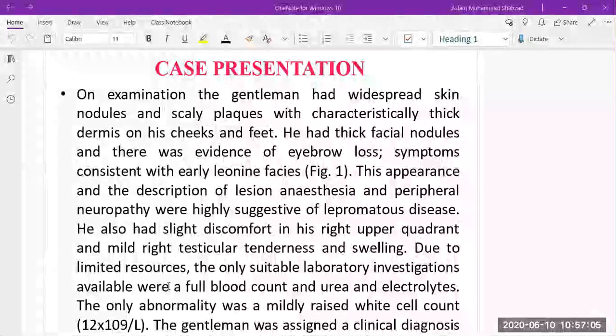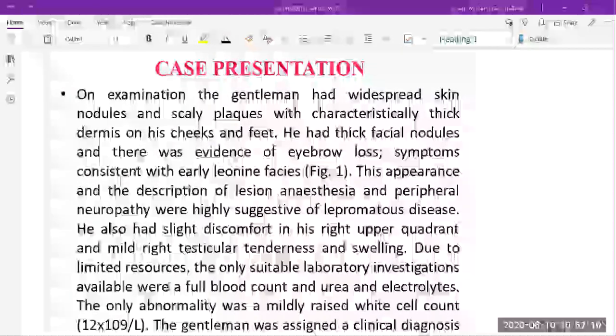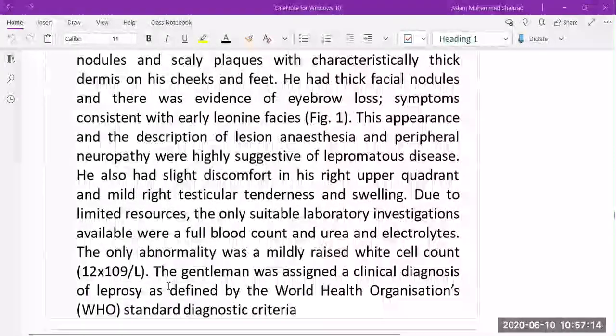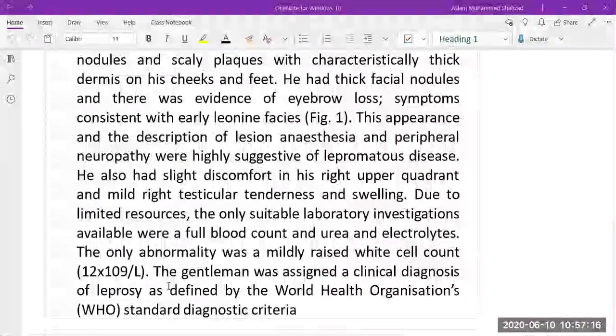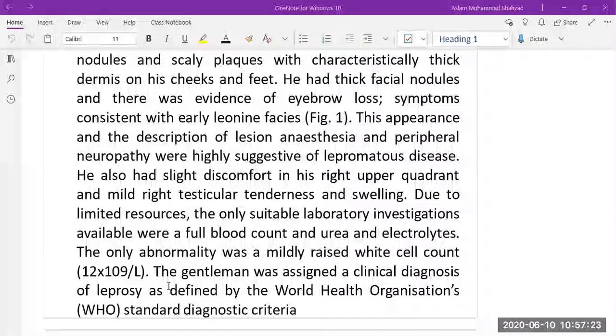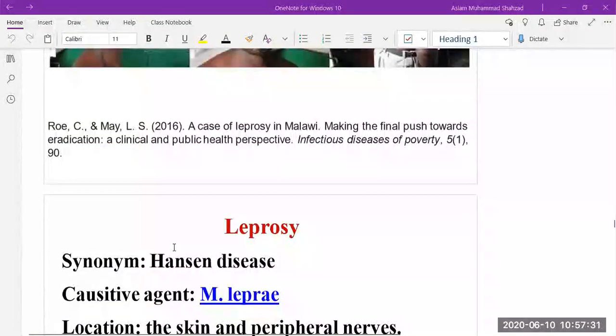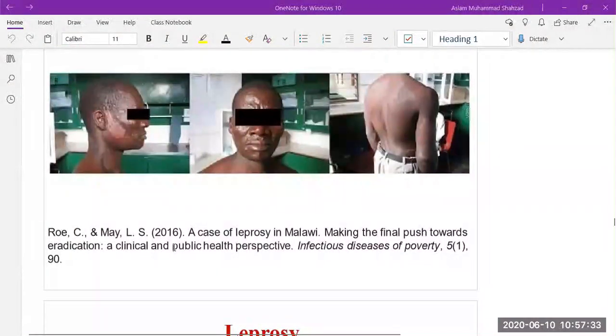Due to limited resources, the only suitable laboratory investigations available were the blood count and urea and electrolytes. The only abnormality was a mildly raised white cell count. The gentleman was assigned a clinical diagnosis of leprosy as defined by the WHO, World Health Organization, standard diagnostic criteria. These are the pictures given in the case, and the article has been published in Infectious Diseases of Poverty. You can read this article.